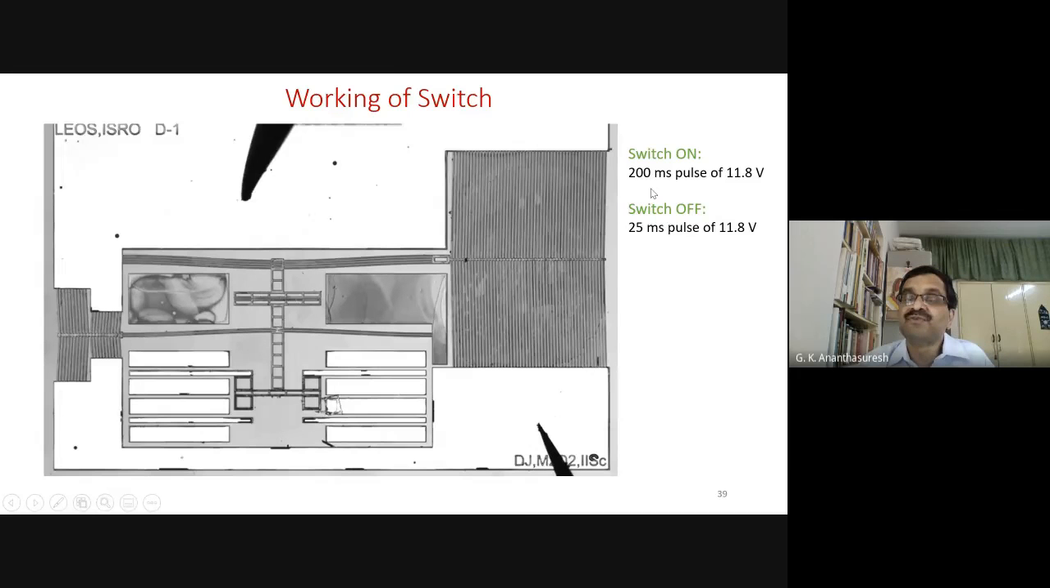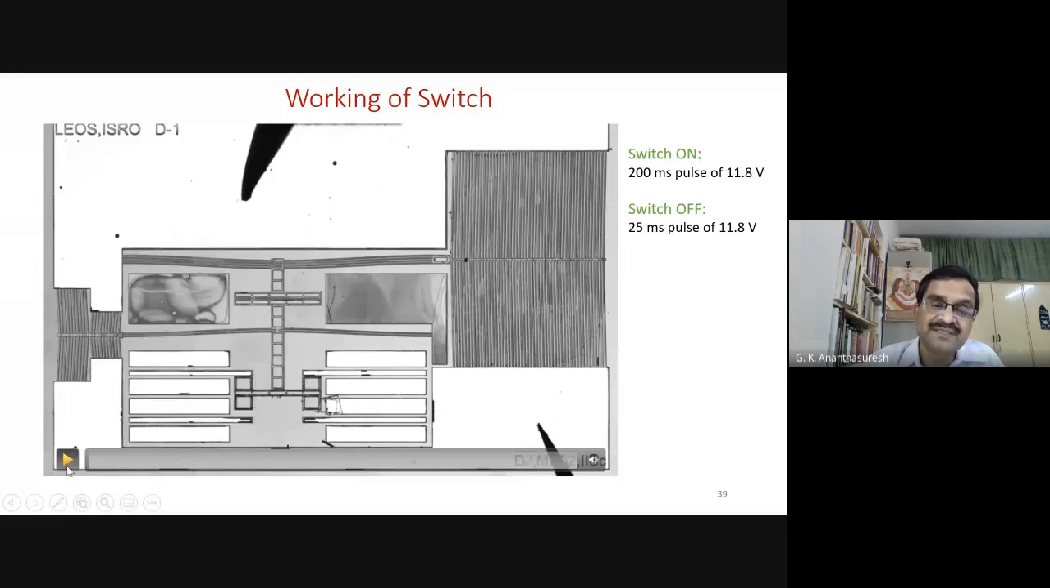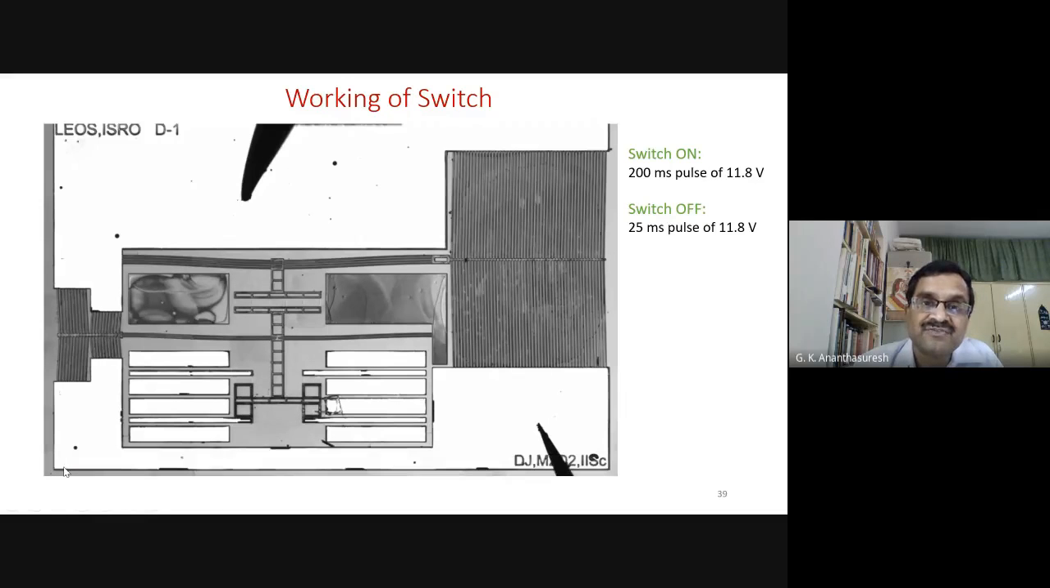And we apply this for 200 milliseconds. In this particular video, 11.8 volts, and this is 25 milliseconds to switch off. It requires much less: the same voltage, but for a much shorter duration, and it will switch back. So I'll play this. This is a real device. Now it's switched there, and then we apply for 25 milliseconds, then it's going to switch back.